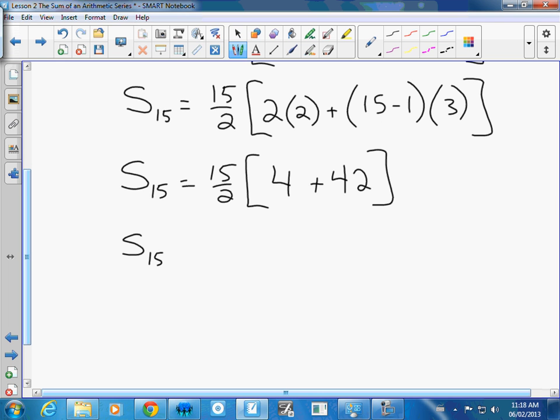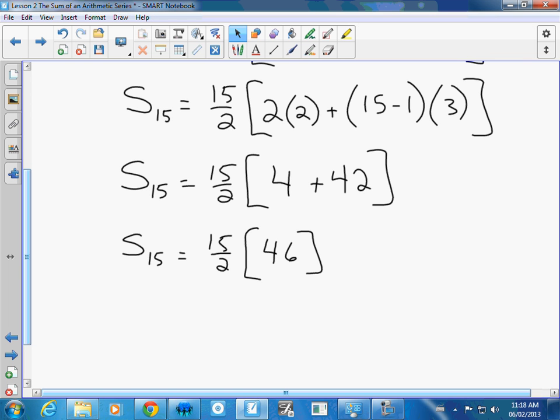S15 equals 15 over 2, which is basically 7.5, times 46. Okay, 7.5 times 46 is, what is it? 7.5 times 46. 345. 345?